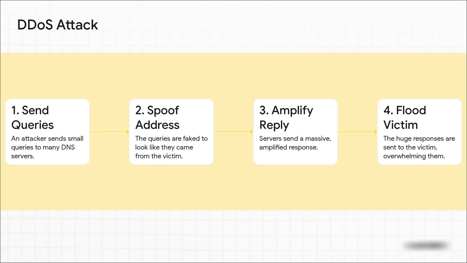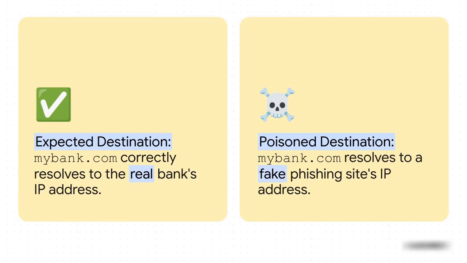Then, and here's the really clever part, they fake the return address so it looks like it came from their victim. They're effectively weaponizing thousands of innocent DNS servers, turning their own tiny trickle of traffic into an overwhelming fire hose aimed right at their target. Next up is poisoning, and this one is just so subtle and devious. An attacker tricks a DNS server into storing a fake IP address.